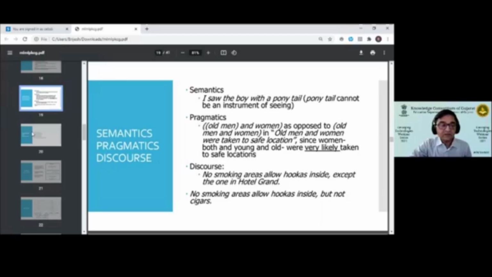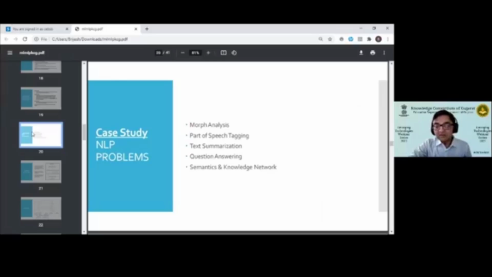So these are the stages of NLP. Now we will come back to the case study of the various NLP problems that we want to discuss. I have chosen these five problems out of all the things that we have discussed: morph analysis, part of speech tagging, text summarization, question answering, and semantic and knowledge network if time permits. Otherwise, we will go to some of the work that we have done. So let's take them one by one.